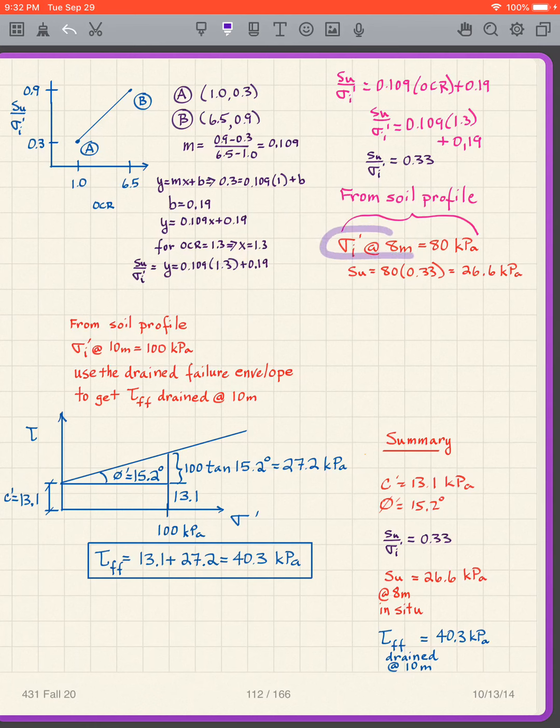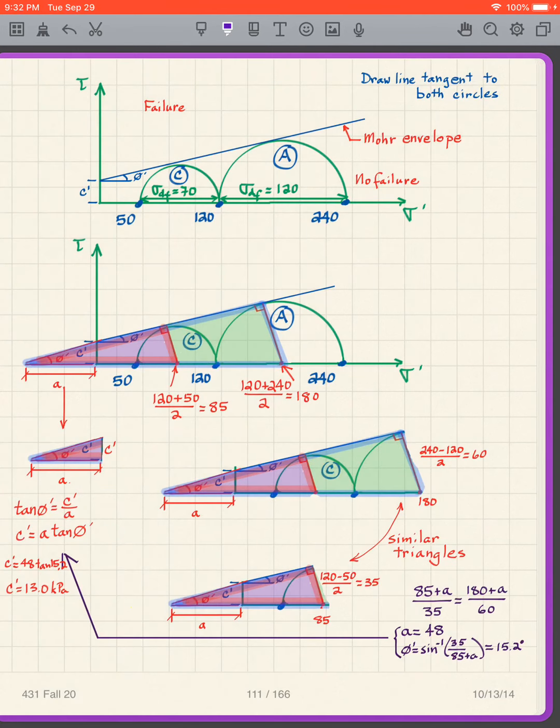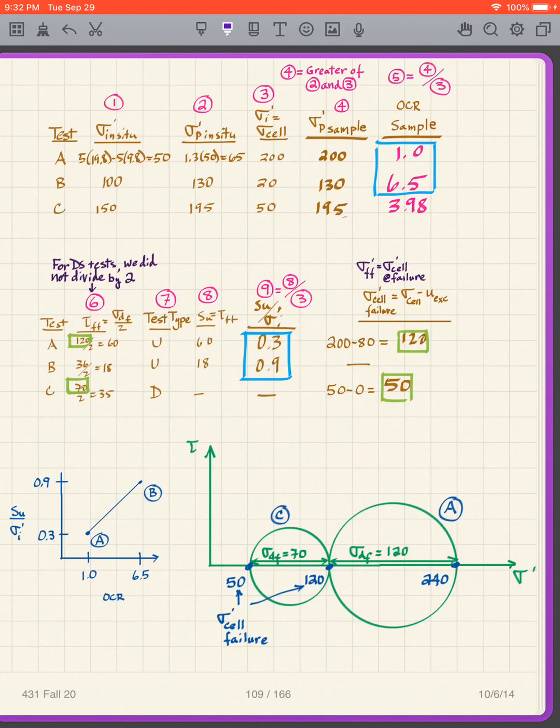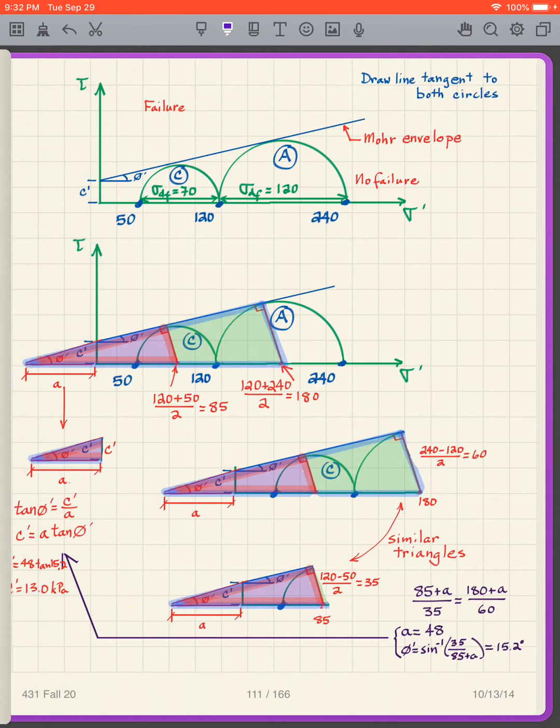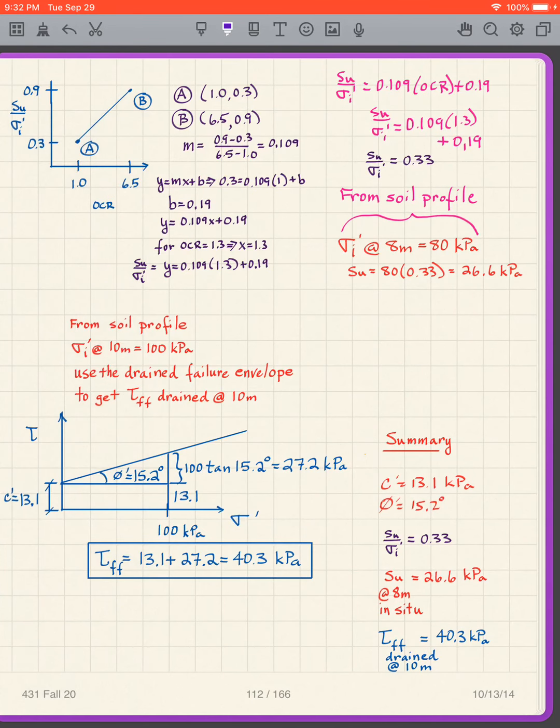So I use my soil profile. I already know what the sigma prime I there is, 80 kilopascals, because we believe we figured that out from over here. No, I guess we didn't. But we saw at 5 meters it was 50. At 10 meters it's 100. So it doesn't take much to figure out that it's 80 at 8 meters. So I simply take the SU over sigma prime I times the 80. I get 26.6 kilopascals. So that's the in situ strength of that material.